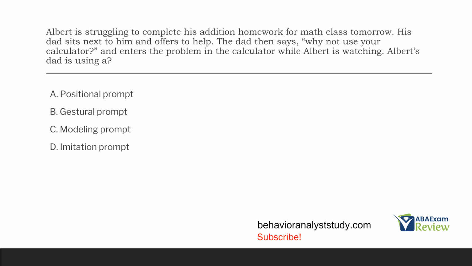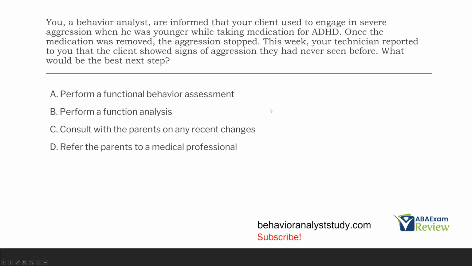So it's not an imitation prompt. Don't confuse the two. Remember, the modeler is Albert's dad in the situation. He is the model. The learner is typically who's doing the imitation. So Albert's dad is modeling. We need Albert to imitate. So Albert's dad is using a C, modeling prompt.